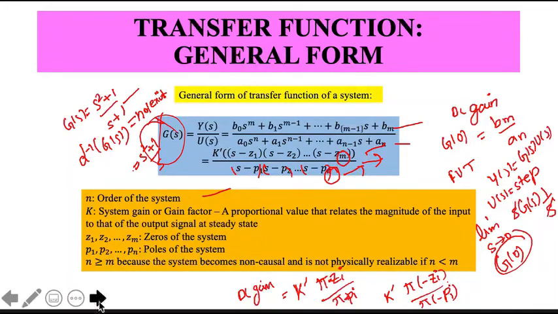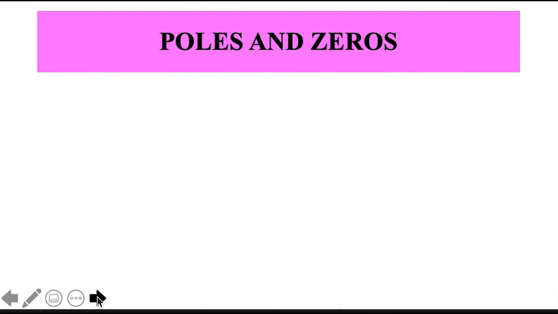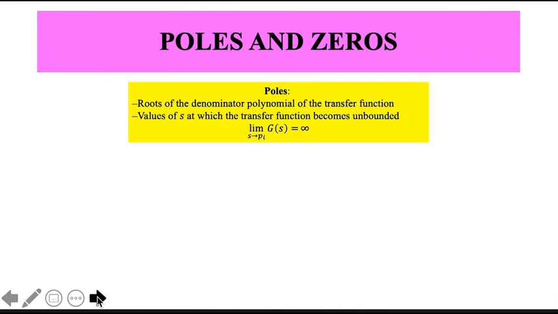Okay, so by definition, what are poles? These are the roots of the denominator polynomial of the transfer function. And how does this equation look? Just take the denominator polynomial of the last equation and equate it to 0. It will give you a set of n solutions, and those are the poles of the system. What happens to the system when s is equal to some pole value? G(s) goes to infinity.